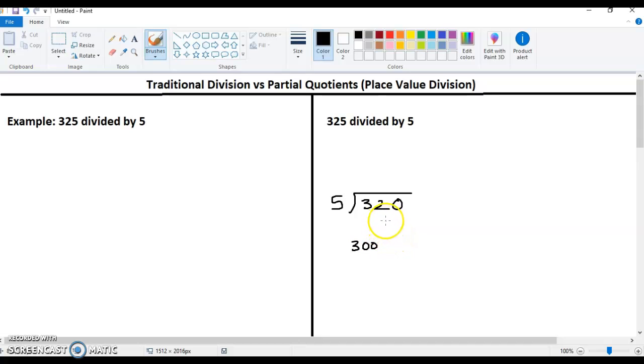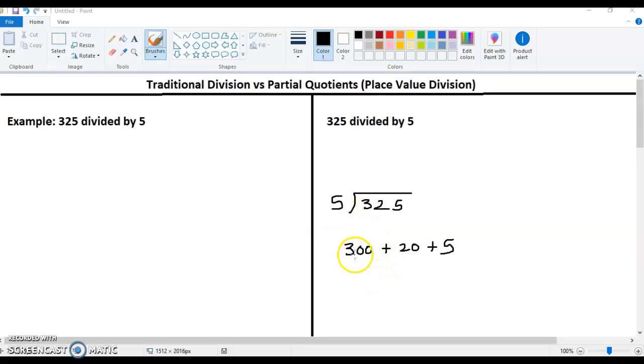Oh, sorry, I made a mistake. It should be 325. Oopsie. There we go. So let's write that in expanded form. We have 300 plus 20 plus 5. Okay, sorry about that. Where was I?